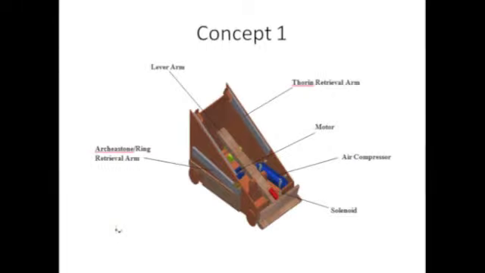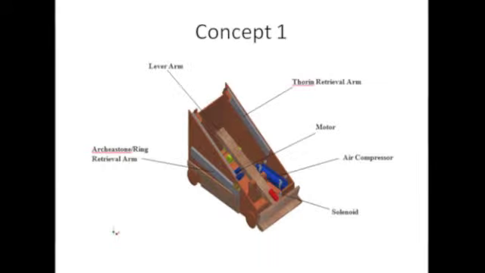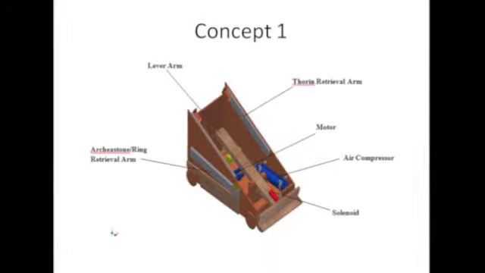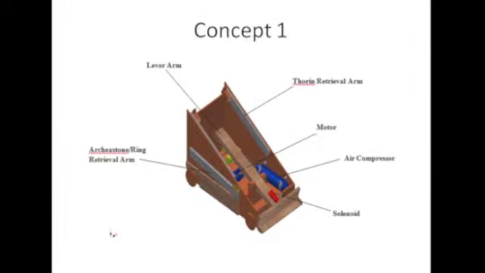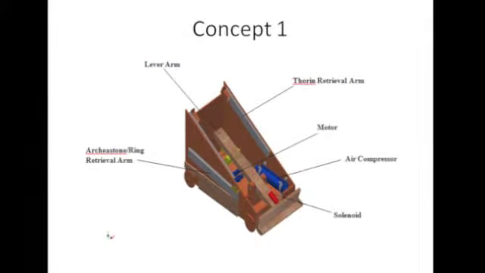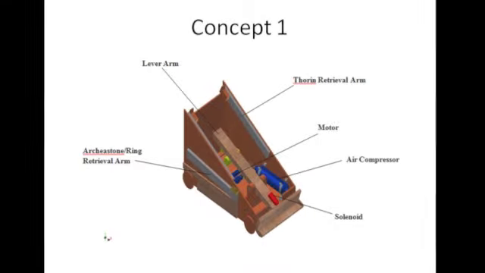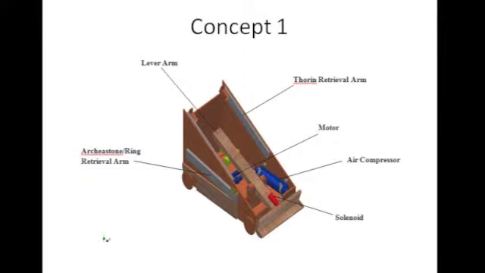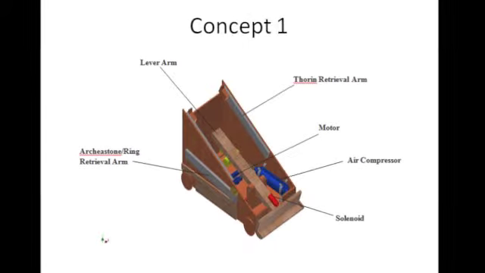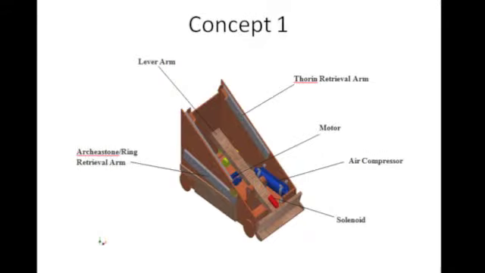Here we see concept 1. There is a lever arm in the middle to open the gate. The archstone retrieval arm on the right hand side is on a door slider. A motor will retract the door slider. Thorn's retriever arm is at an angle so that you can go straight to the bottom of the base of the bowling pin. It's going to be retracted on an air compressor, and a solenoid will release the lever arm weight to swing it up.